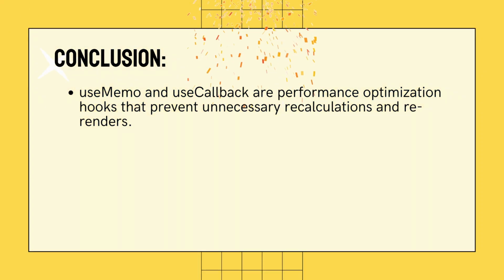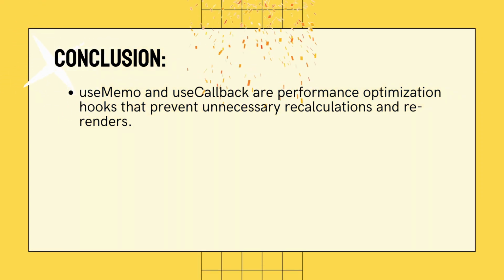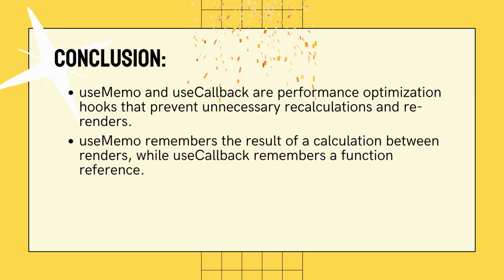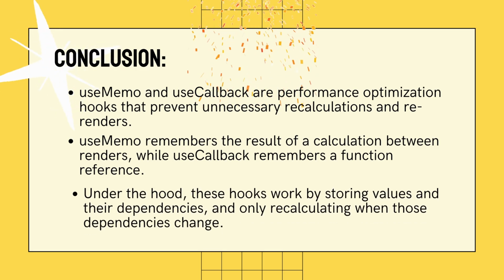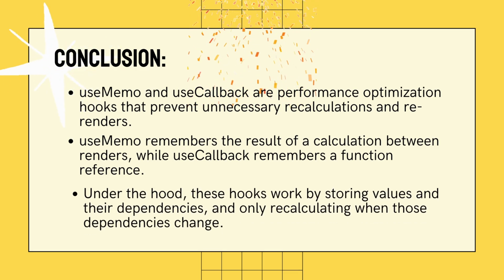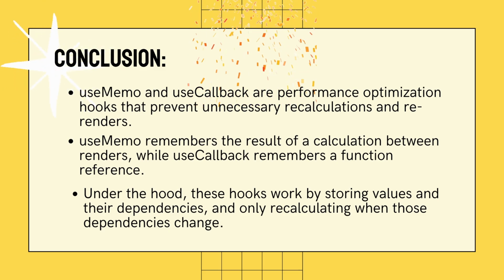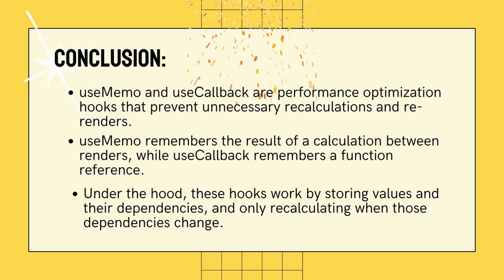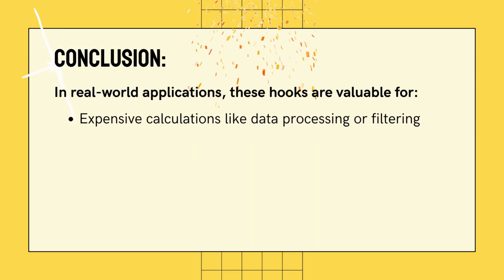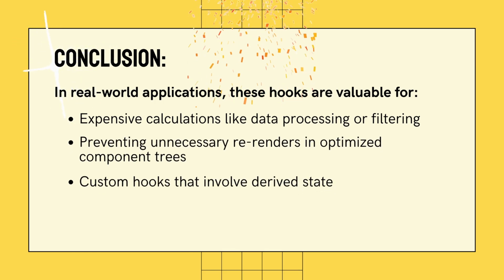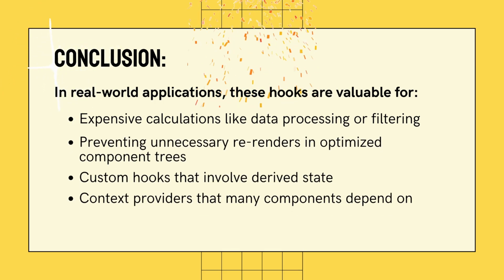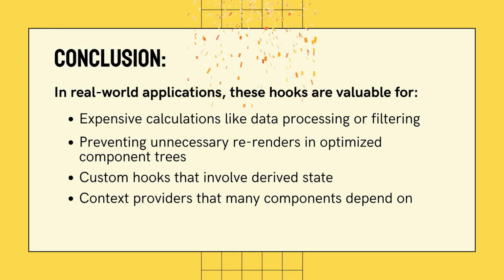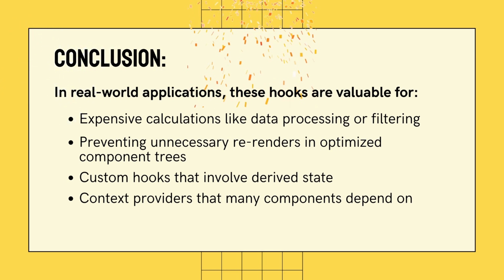Now wrapping up whatever we have learned till now, useMemo and useCallback are performance optimization hooks that prevent unnecessary recalculations and re-renders. useMemo remembers the result of a calculation between re-renders, while useCallback remembers a function reference. Under the hood, these hooks work by storing values and their dependencies, and only recalculating when those dependencies change. In real world applications, these hooks are valuable for expensive calculations like data processing or filtering, preventing unnecessary re-renders in optimized component trees, custom hooks that involve derived state, and context providers that many components depend on.